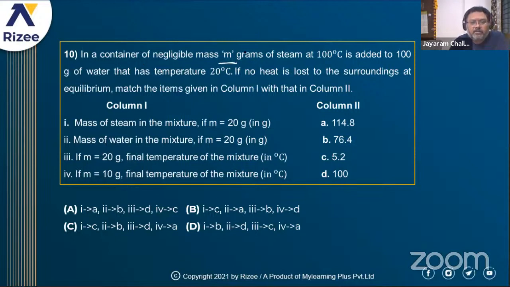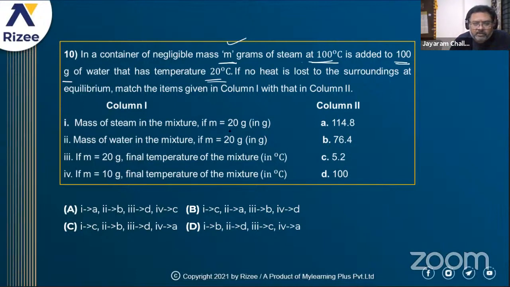Next, coming to this one: in a container of negligible mass, m grams of steam at 100 degrees is added to 100 grams of water, which is at 20 degrees centigrade. It works on the principle of calorimetry. If no heat is lost to the surroundings at equilibrium, then he is asking to match the things, please. Mass of the steam.